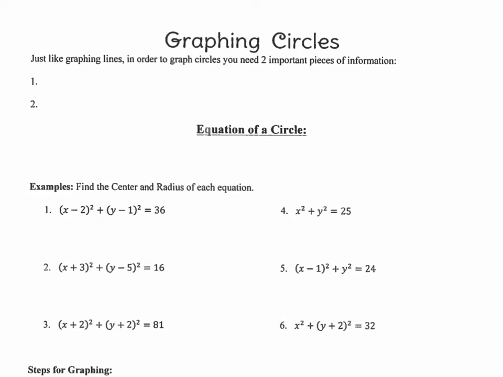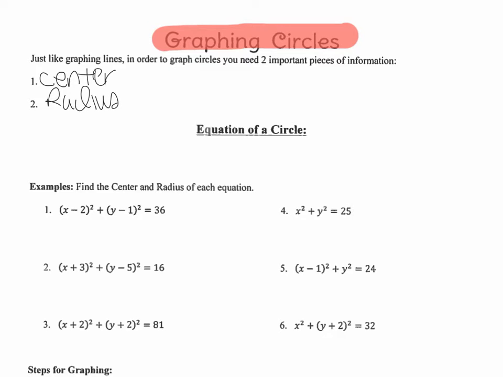However, a circle has a different type of equation, and it has different parts. So when we talk about the equation of a line, y equals mx plus b, in order to graph a line, we need to know two pieces of information. We need to know what the slope was, and we need to know what the y-intercept was. When we're graphing a circle, the things we need to know are different. In order to graph a circle, the two important pieces of information I need to know are what the center is, and I need to know what the radius is. If I can determine the center and the radius, I'm good to go. I can graph a circle.